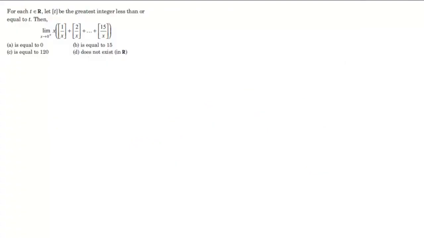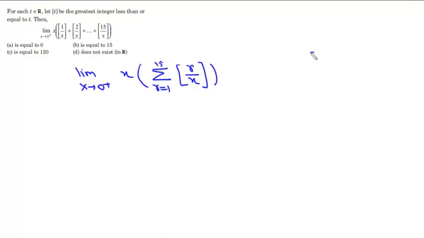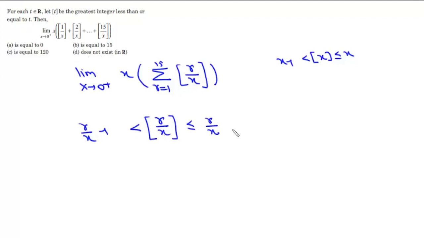Now here the question is, we are given that the limit as x tends to 0 positive of x into the summation of the greatest integer function of r by x, where r varies from 1 to 15. Now we know that any greatest integer function is less than or equal to x but greater than x minus 1. So we can write the greatest integer function of r by x will be greater than r by x minus 1 and less than or equal to r by x.